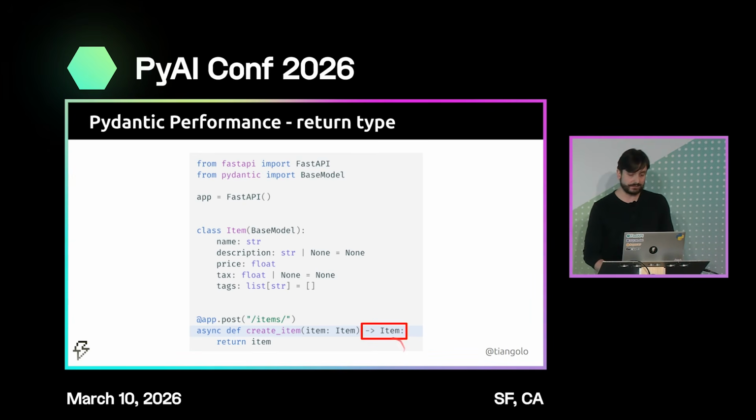So just by defining the return type of your path operations, you're going to have a crazy improvement in performance, like 2x or something like that. It might be that you're already doing this, so you just need to install the latest version.